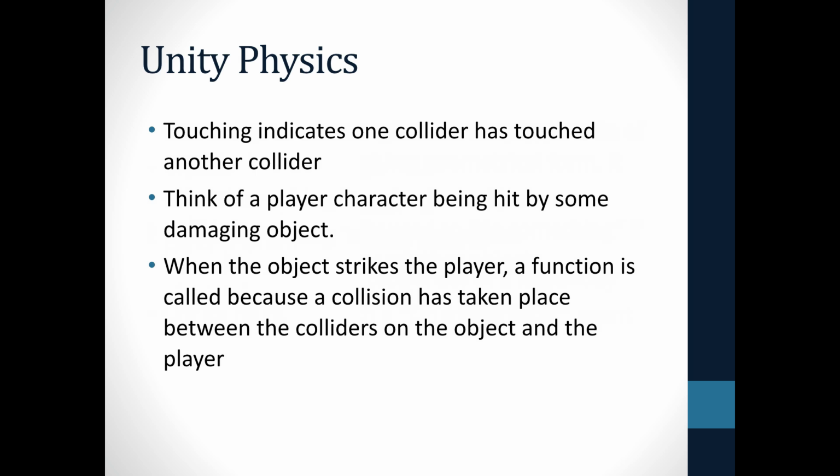Touching indicates that one collider has touched another collider. Think of a player character being hit by some damaging object. So you're playing this game and you're running around and some other player shoots a bullet at you, and the collider of the bullet strikes the collider of the player. When the object strikes the player, a function is called, because there's a specialized function inside of Unity. There are several of them, but the ones we're going to talk about are onTriggerEnter and onCollisionEnter. And whenever this happens, you can do some checks.